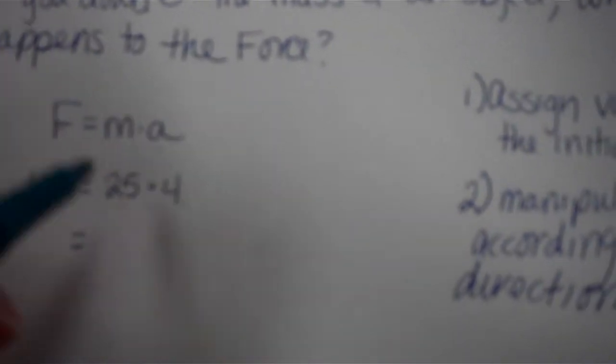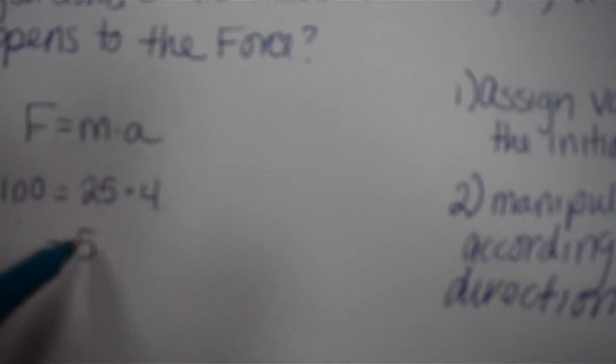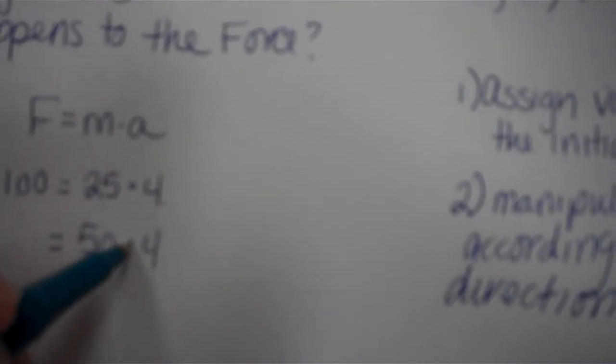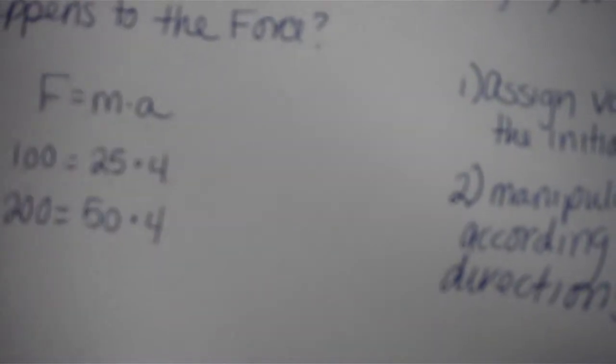So what are the directions telling us to do? They're telling us to double the mass. So now we have a mass of 25. So if we double the mass, it's now 50. We keep everything else the same. So now what's 50 times 4? 50 times 4 is 200.